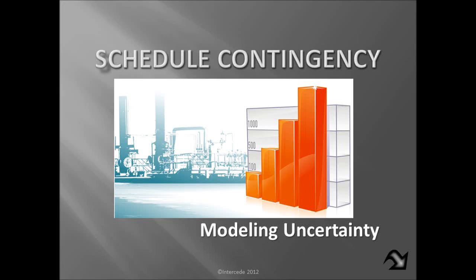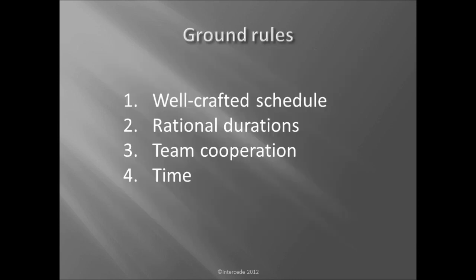Welcome. My name is Dennis Hanks, and this presentation will be on how to determine schedule contingency by modeling schedule uncertainty. The basic tools that we're going to use here is Oracle Primavera Risk Analysis version 8.7.4. And many of the schedules that you'll see here are developed with Primavera P6 8.2. Now before we get started, I want to set some ground rules.